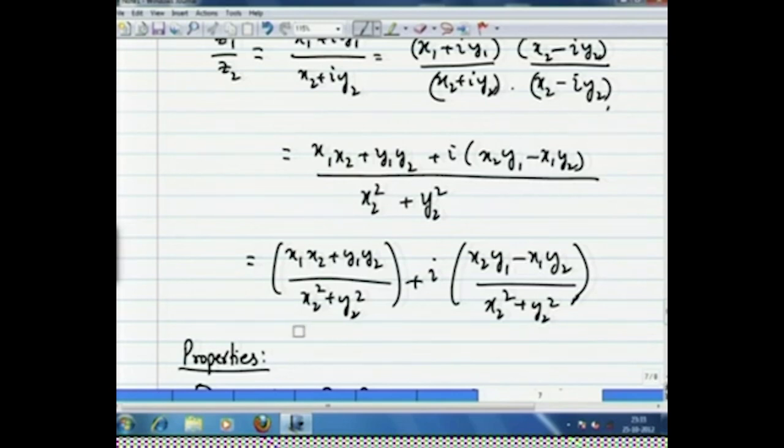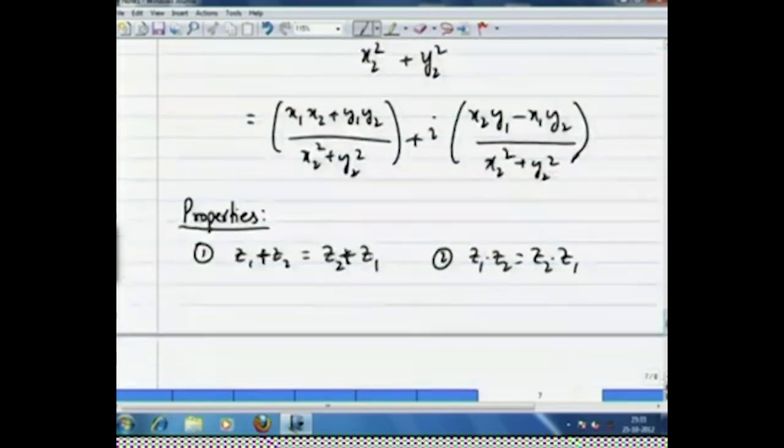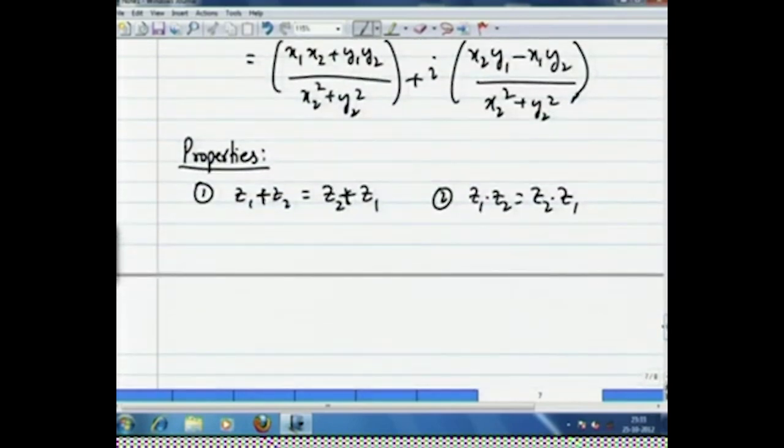Okay. So, having said that, these properties pertain to complex number addition and multiplication. Both complex number addition and multiplication are commutative. And secondly, property 3: z1 plus z2 plus z3. If you add z2 to z3 and then add z1 to it, it is the same as adding z1 and z2 first and then adding z3 to it. And so is the case for multiplication.